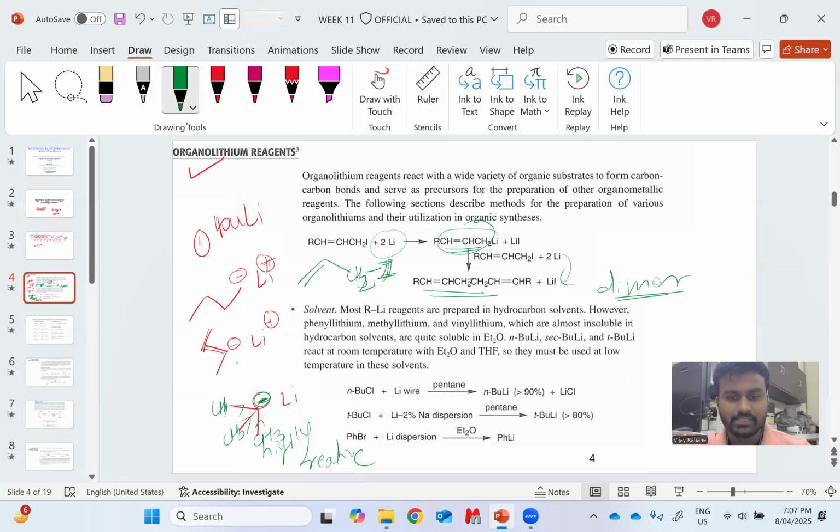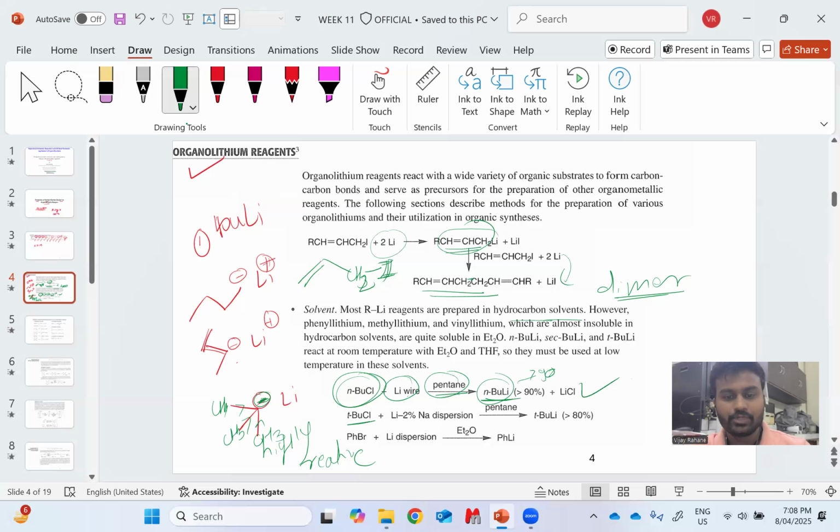Further, an example with the allyl and the alkyl halide and the lithium, particularly in the form of lithium wire. This is generally used in hydrocarbon solvents. You can see here the solvent is pentane, and n-butyl chloride reacts with the lithium wire in the pentane solvent and gives greater than 90% butyl lithium. So this is how butyl lithium is prepared generally.